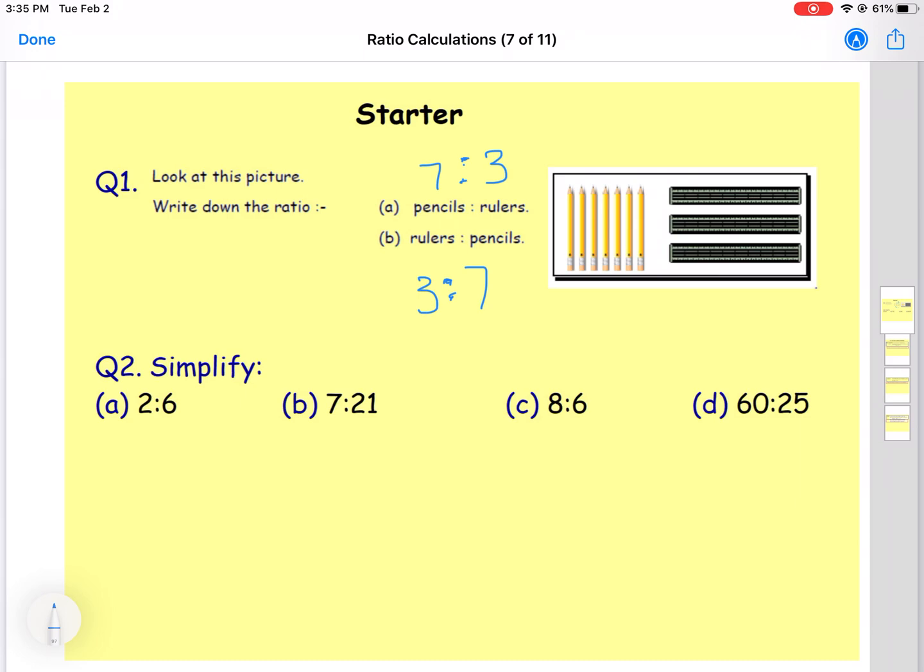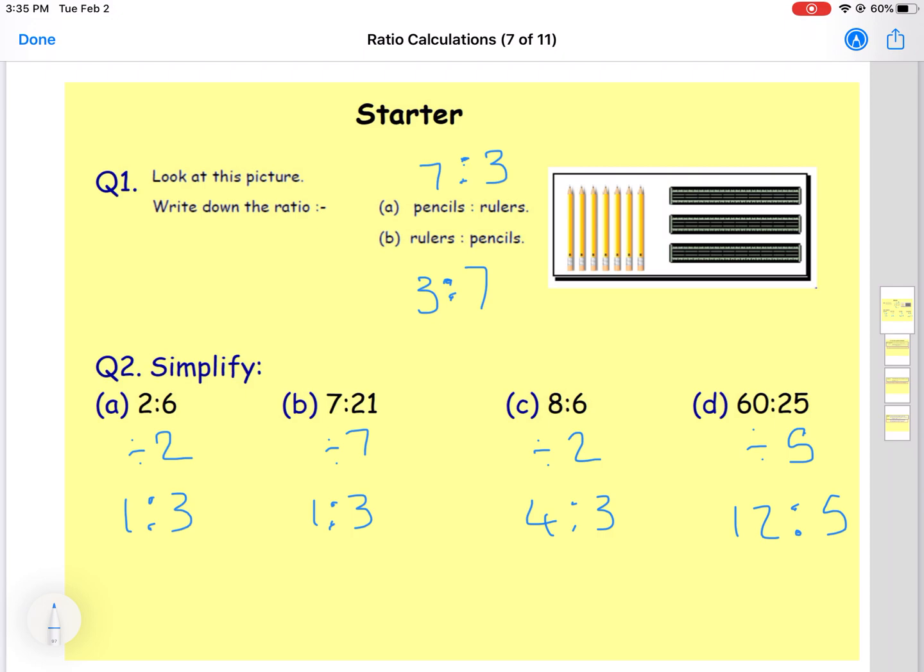Simplifying ratios, we divide both of the numbers by the same number. We have to use a number that divides both of them. So for 2 and 6, we can't, for instance, use 3. We have to divide those by 2, giving us the ratio 1 to 3. In B, we can divide both of those by 7, giving us the ratio 1 to 3. And in C, we can divide both of those by 2, giving the ratio 4 to 3. And D, we can divide both of those by 5, giving the ratio 12 to 5.